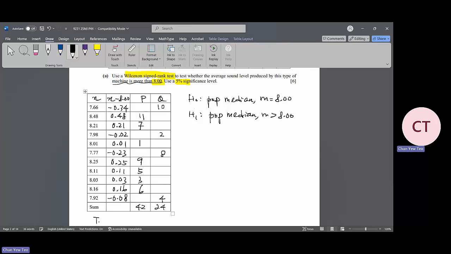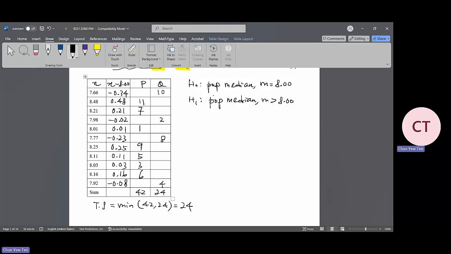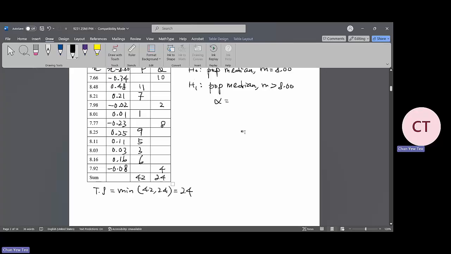So the test statistic is actually the minimum between P and Q. Minimum between 40 and 24. Very obvious, it is 24. That is your test statistic. So now we need to find the critical value. Our alpha given in the question, the significance level, is 5%. So alpha is 0.05. Okay, so your critical value or tabular value from the table, you can get 13. You just need to mention that you get this one from the table.